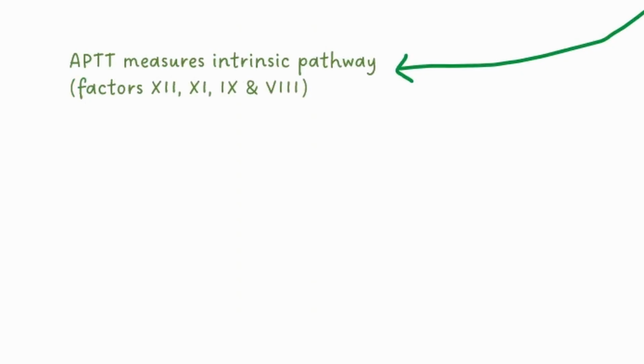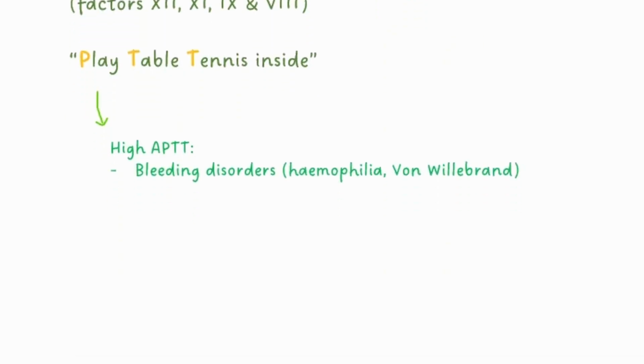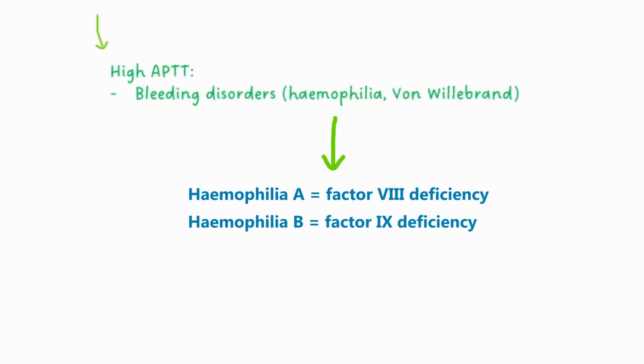Activated partial thromboplastin time, or APTT, is a measurement of the intrinsic pathway of the coagulation cascade, meaning factors 12, 11, 9, and 8. Remember, play table tennis inside. High APTT occurs when there is a problem with the clotting factors of the intrinsic pathway, resulting in the blood taking a long time to clot. We can see this in bleeding disorders, for example, haemophilia, which is most commonly an inherited disorder of factor 8 deficiency, but can also be caused by deficiency in factors 9 or 11.